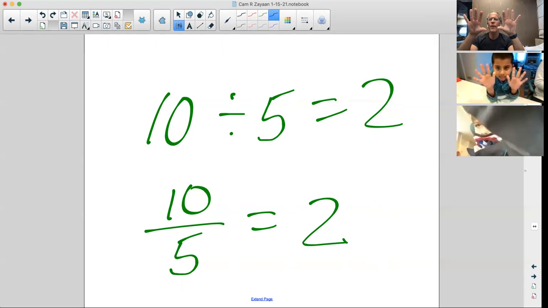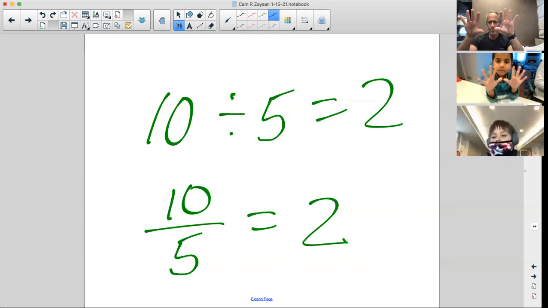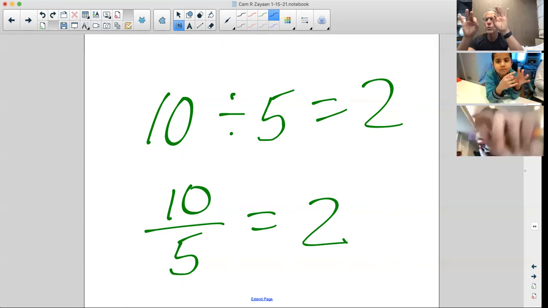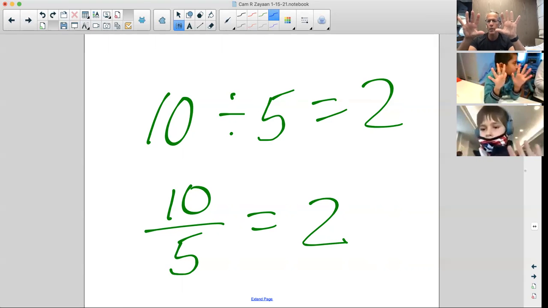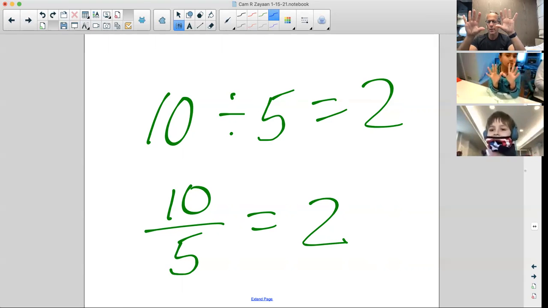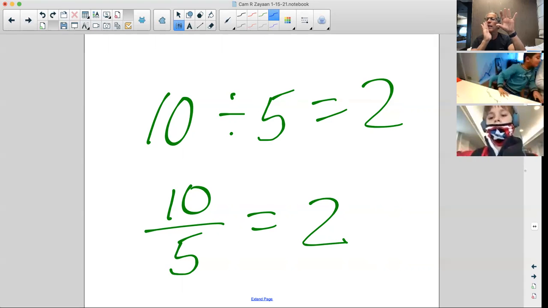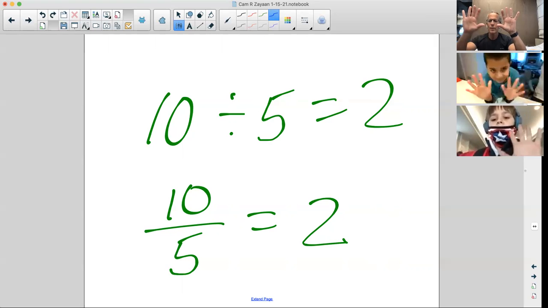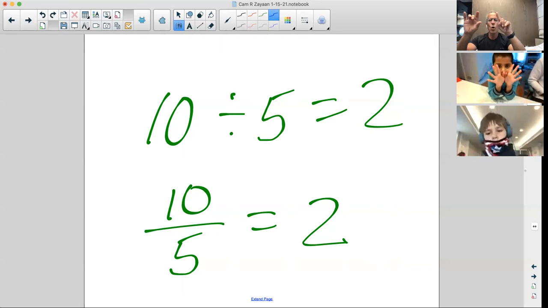And I want you to divide. I think I know what you're doing. So Cam, why don't you say what you think I'm doing? So I think if you take 10 divided by 5, then you take 5 away. There's 2 5s. That's why it equals 2. No, you don't take 5 away.